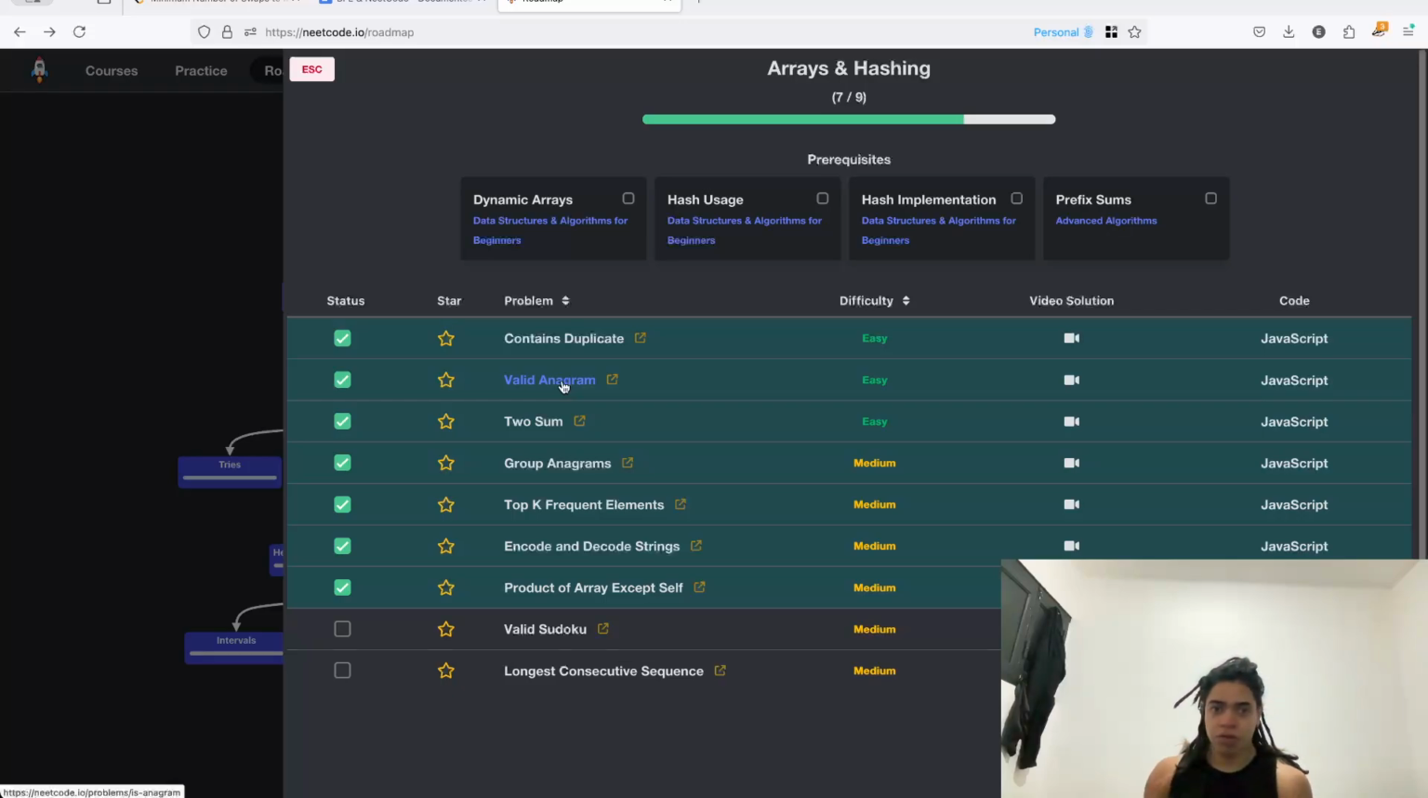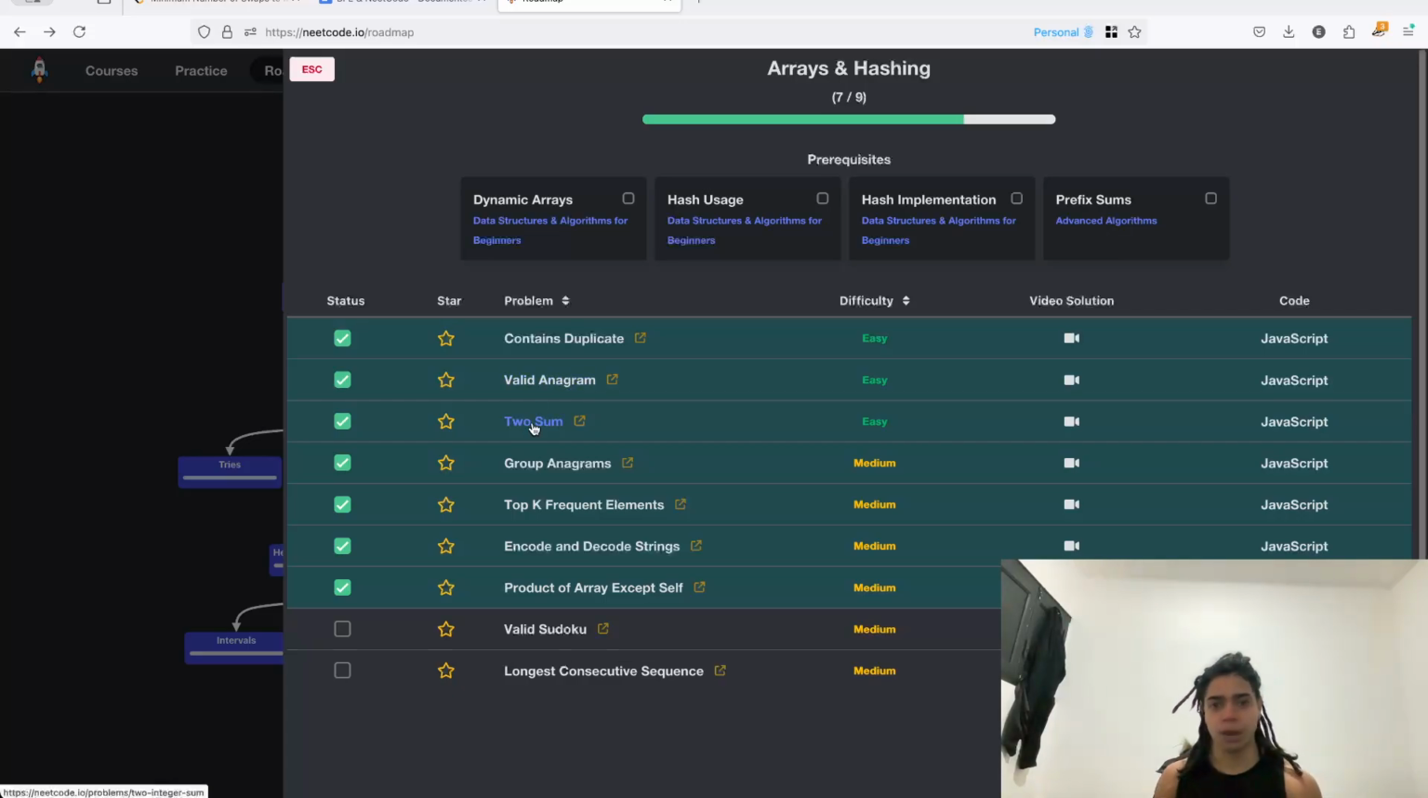And the whole point of this valid anagram is a way to check, given these two strings, once you transform them into an array and sort them, then you compare each one of the characters of those two sorted strings, and if they are the same, then it is a valid anagram. This is very straightforward, simple.